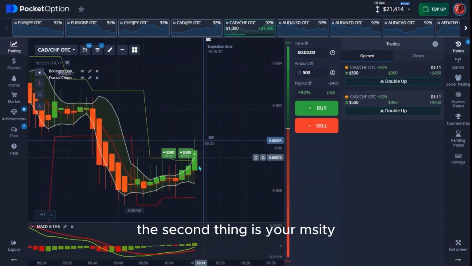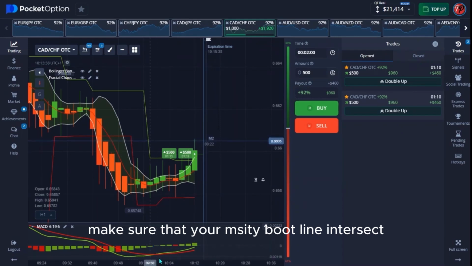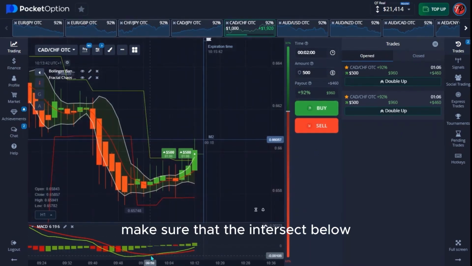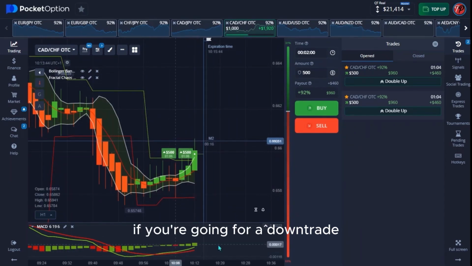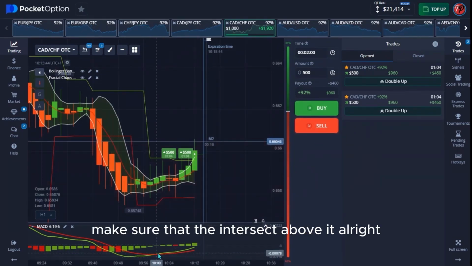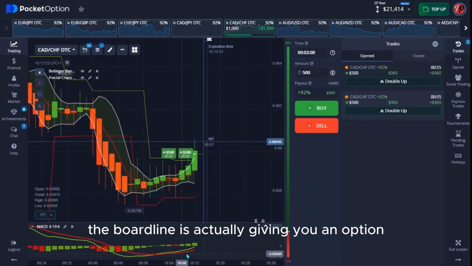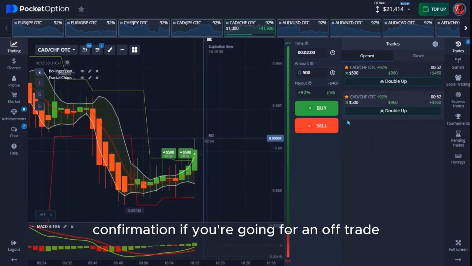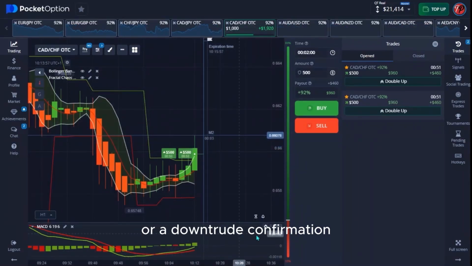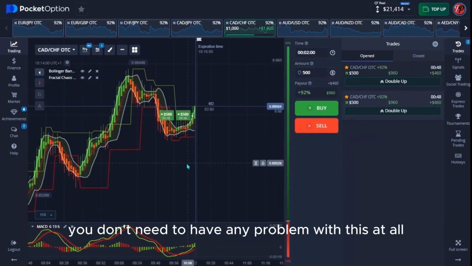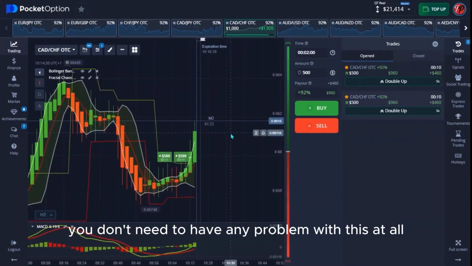The second thing is your MACD. Make sure that both of your MACD lines intersect. If you are going for an uptrade, make sure that they intersect below the MACD signal bar here. If you are going for a downtrade, make sure that they intersect above it. All right, that's pretty much it. And make sure that the bold line is actually giving you an uptrend confirmation if you're going for an uptrade, or a downtrend confirmation if you're going for a downtrade. It's a very simple strategy. You don't need to have any problem with this at all.